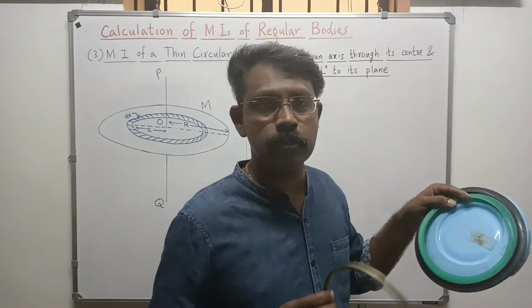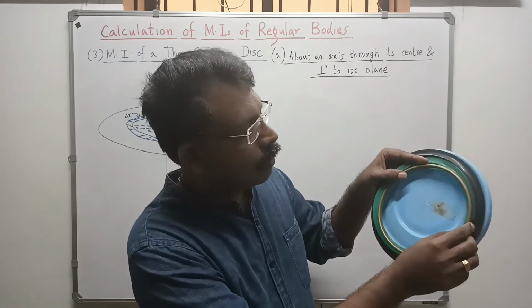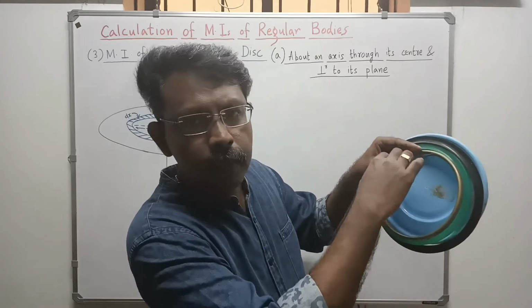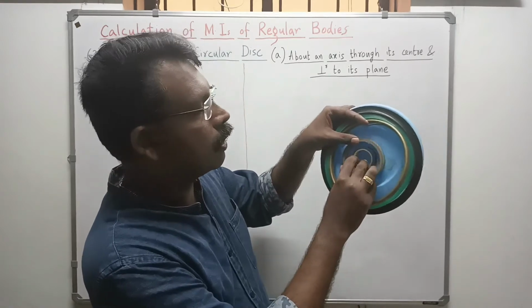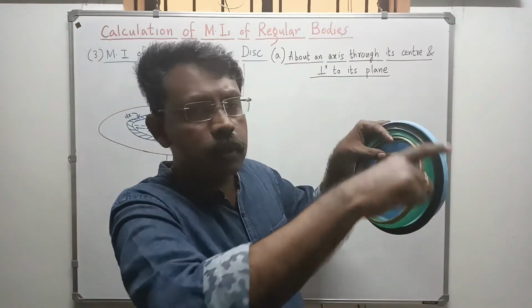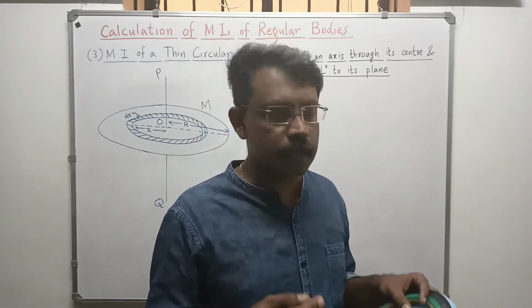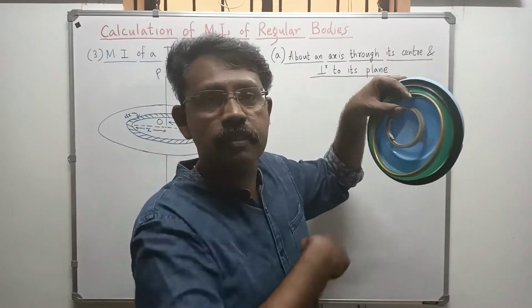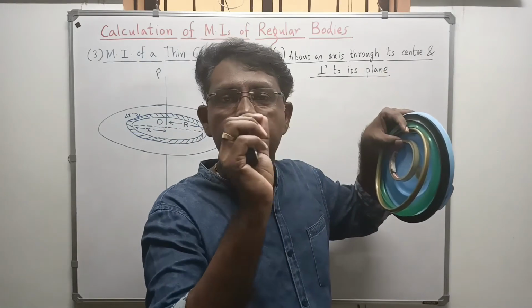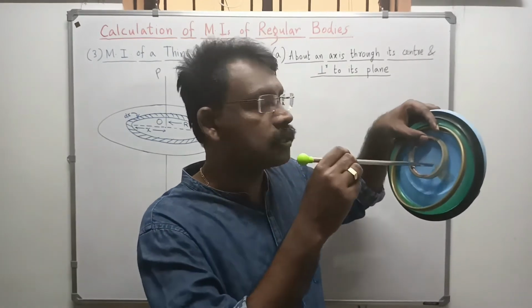I don't have all the rings to complete this disk, but I have something like this. I have a smaller one here. If I place all these rings together, one ring here, another ring here like that, I will get a disk. So I can say that a disk is made up of a large number of rings of different radii, and we can see that these rings are at different distances from the axis that we are considering.